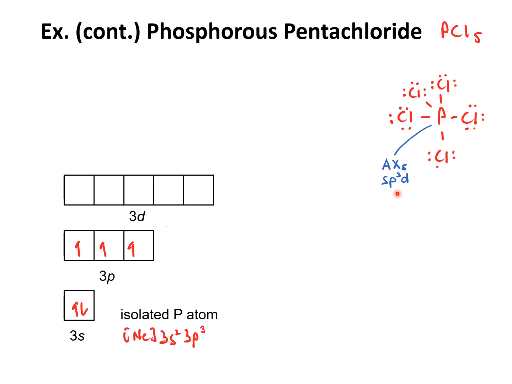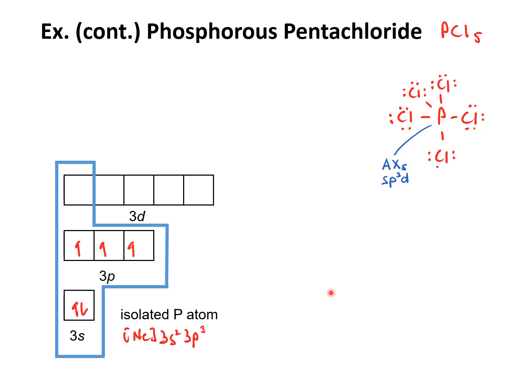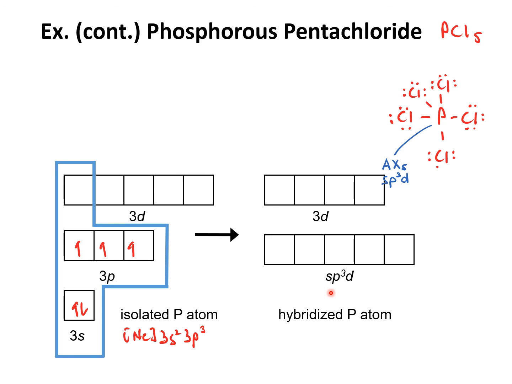So the next step is to form our hybridized orbitals, and in order to form the sp3d hybridized orbitals, we will have to use 5 atomic orbitals, which are the 3s atomic orbital, all 3 of the 3p atomic orbitals, and 1 of the empty 3d atomic orbitals. So mixing those 5 atomic orbitals together gives us 5 sp3d hybridized orbitals. And we also have the 4 unused 3d atomic orbitals shown here.